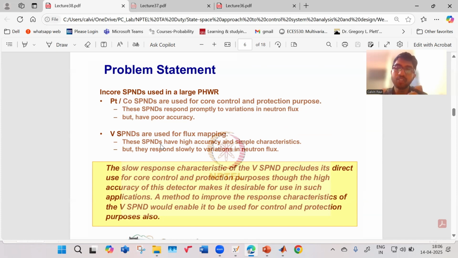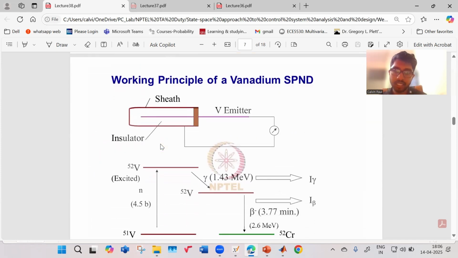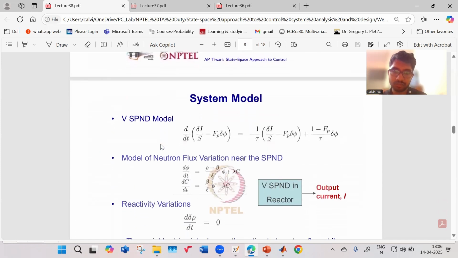So to improve the response characteristics of the vanadium SPNDs, they augment a Kalman filter. The observations of the vanadium SPND from the sensors are provided, and then they add a Kalman filter to it.